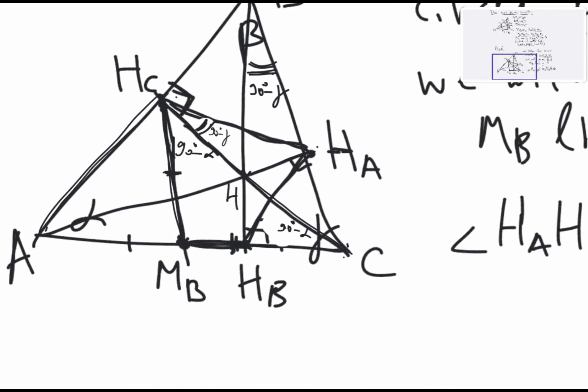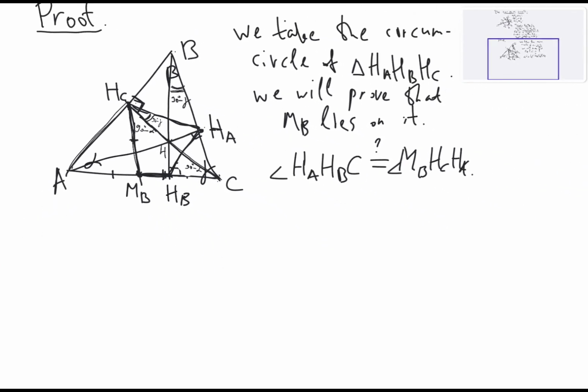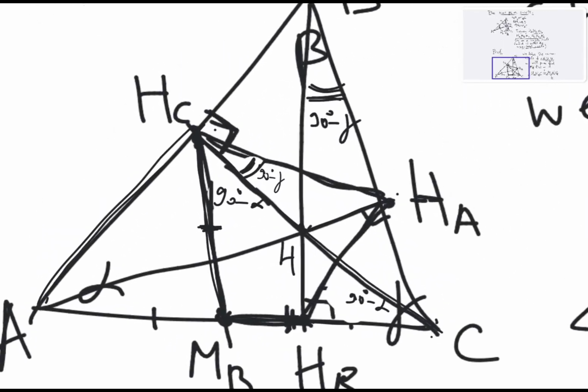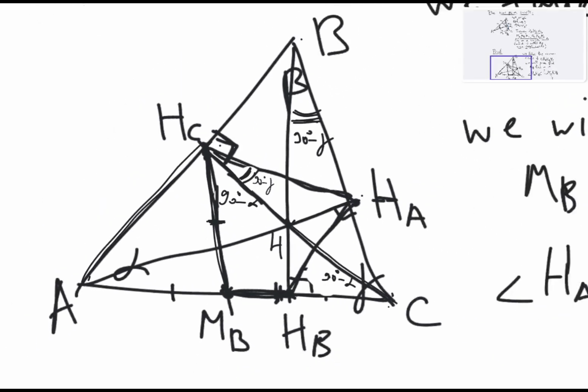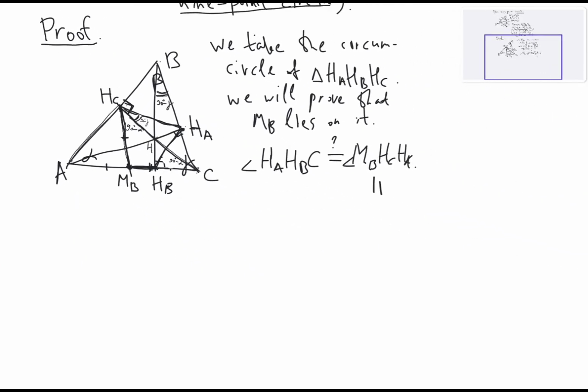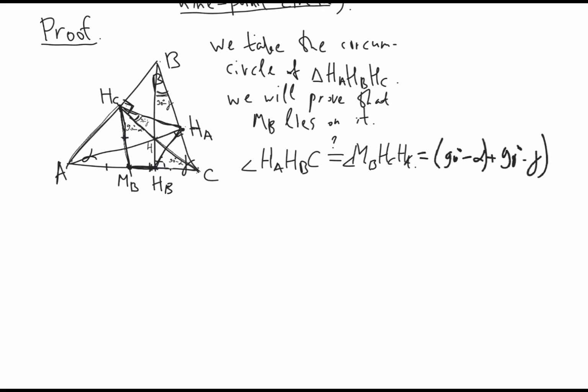So now the angle that we need, so this angle MBHCHA, is calculated as the sum of these two angles that we just calculated. So it's equal to, let me write it here, 90 degrees minus alpha plus 90 degrees minus gamma, right? And this can be simplified.